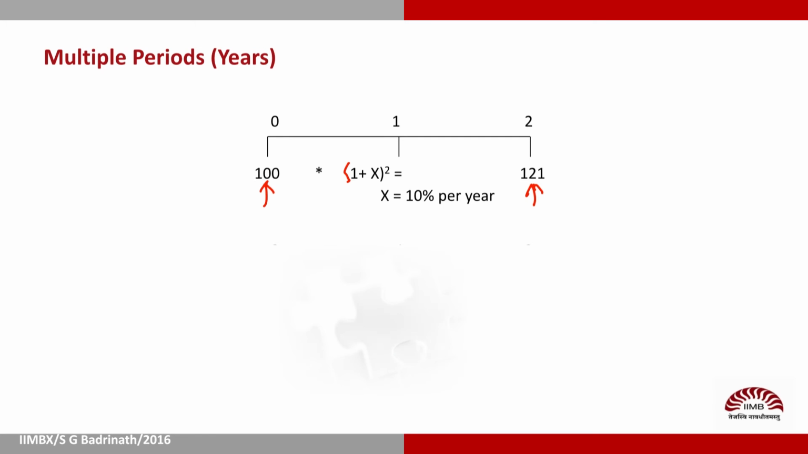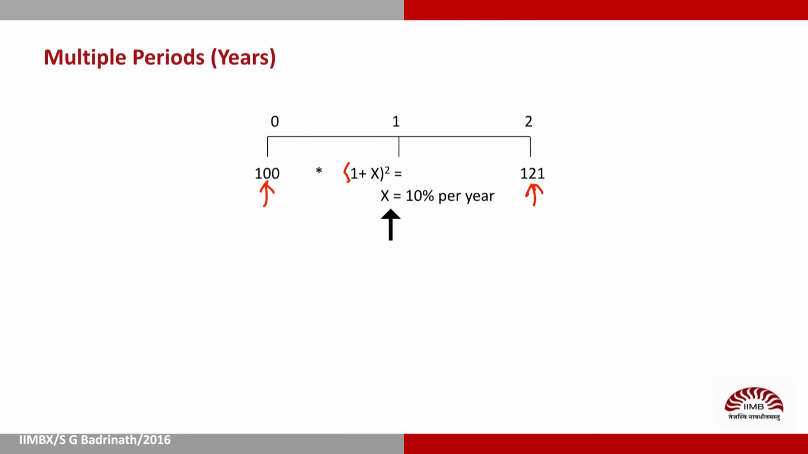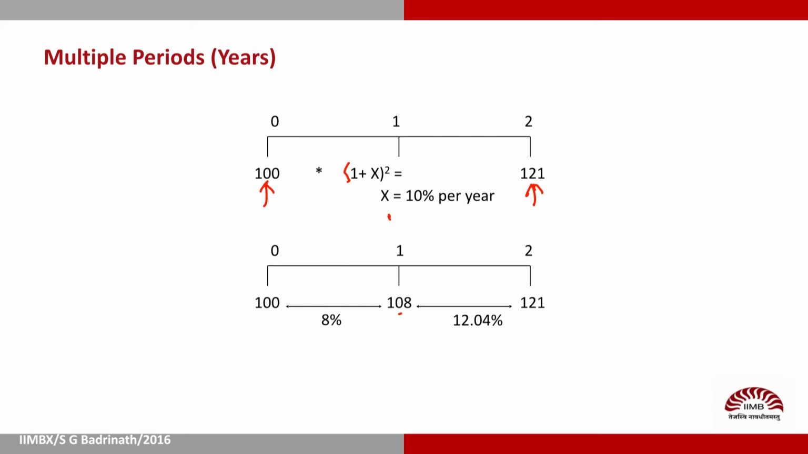It could come in different pieces. I didn't tell you in the first slide what happened in the intervening period in the middle here, but supposing it appreciated by 8% to 108 in the first period, and then to 121. You have 8% returns in the first period here, and 12.04% returns in the second period. It compounds to 21%, but the 21 is decomposed into 8 for the first and 12 for the second. That's how multi-period stuff works.